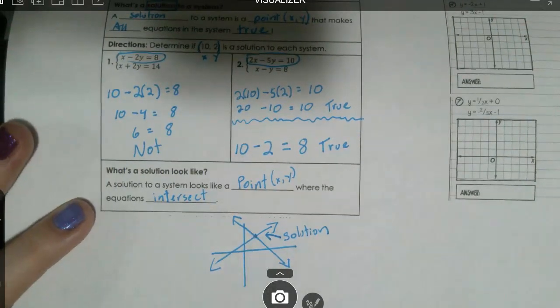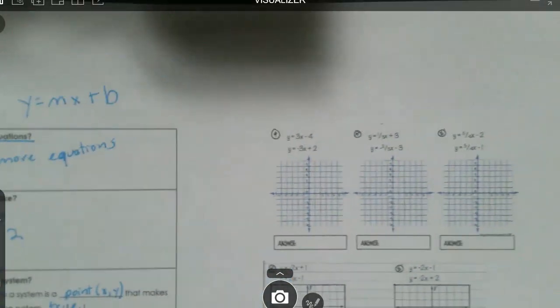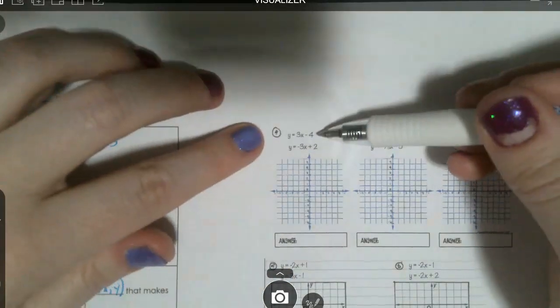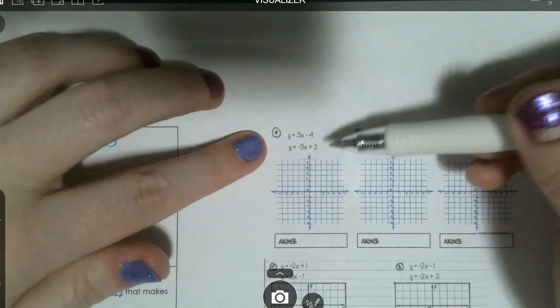All right, let's try some together. Here we have a system of equations because there's more than one, there's two of them. I'm going to zoom in real quick so we can see the graph nicely.